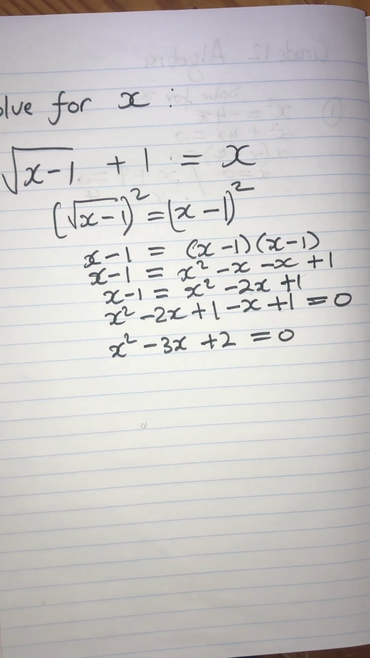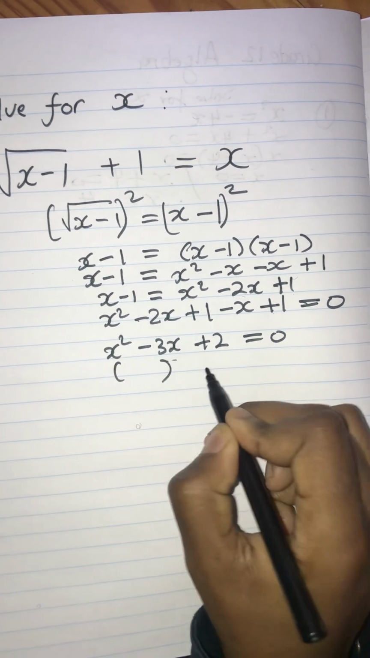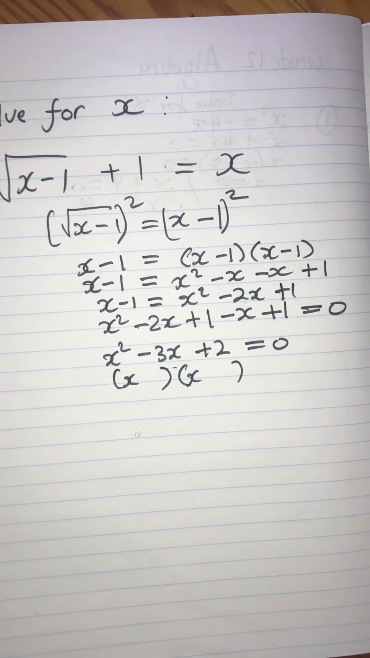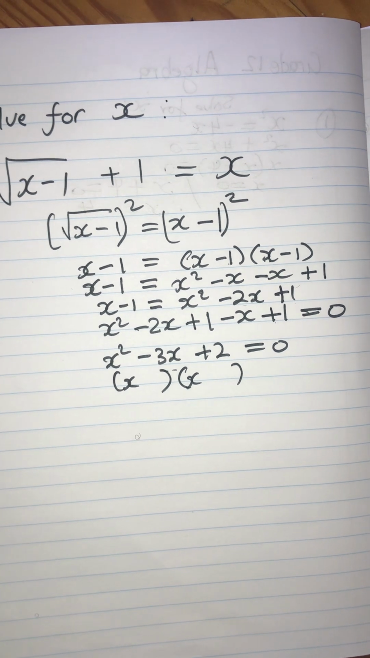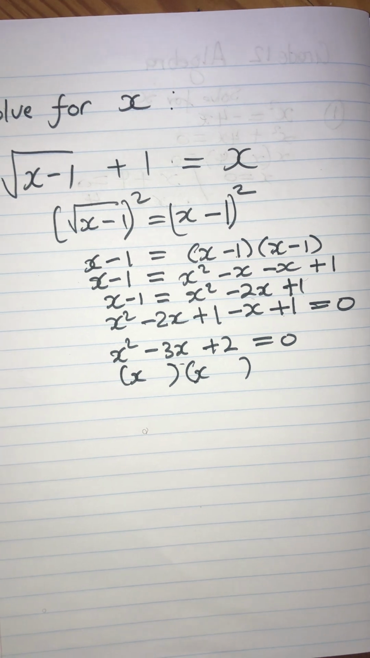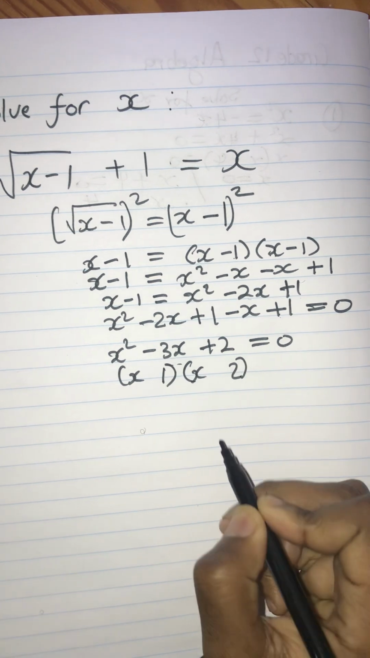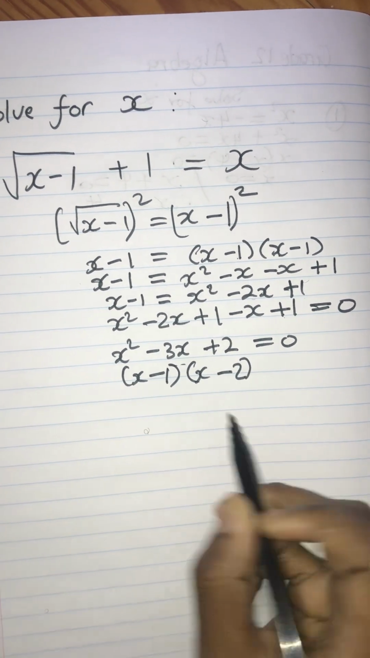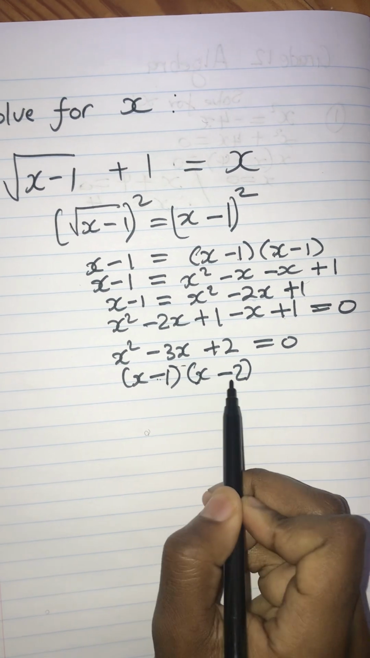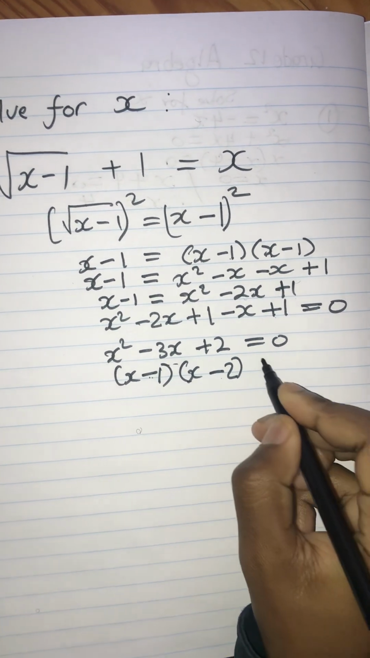Now let's try to factorize this. There's no need to use the quadratic formula. We can just say, I have x here, what are the factors of 2? When we multiply them, they give us positive 2, and when we add them, they give us negative 3. That is 1 and 2, and they're both negative, because a negative times a negative is a positive, and a negative plus a negative gives us negative 3, equals 0.